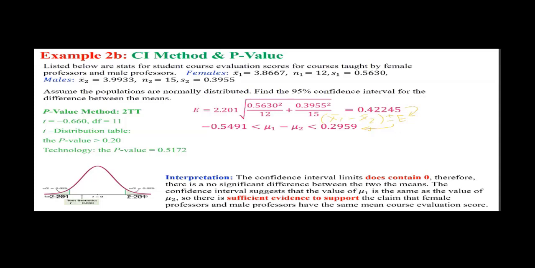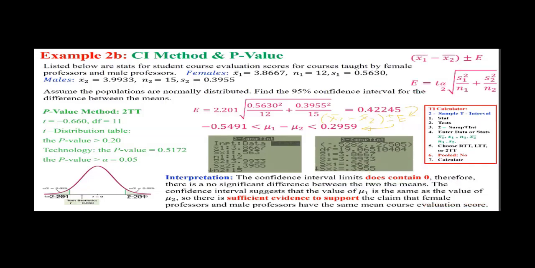And the technology, we already have the answer from the previous page. It was 0.517, and it continued indefinitely, 0.517 something. You get to the same result because it is larger than alpha of 0.05. P-value is larger than alpha of 0.05. Do not reject H0.